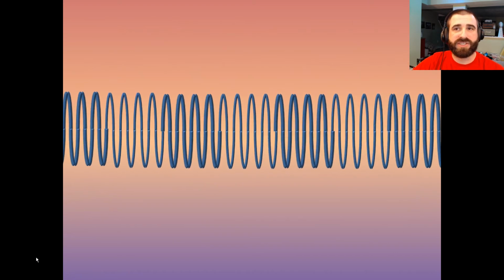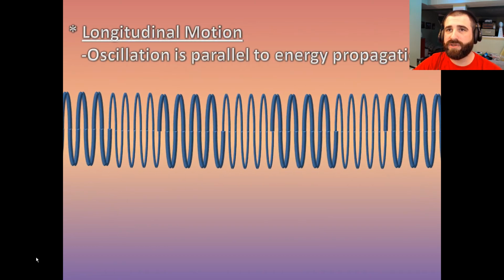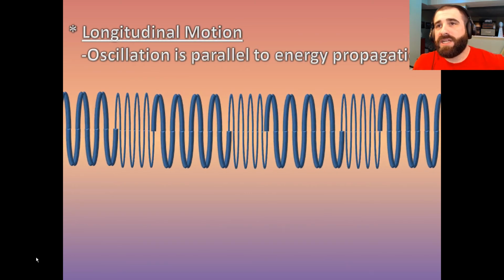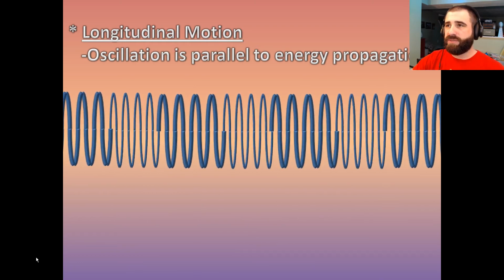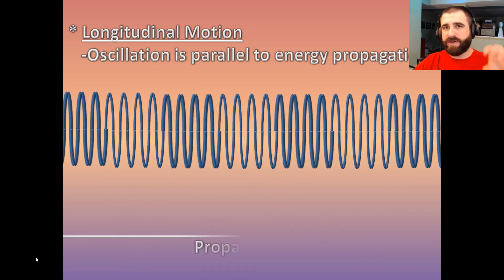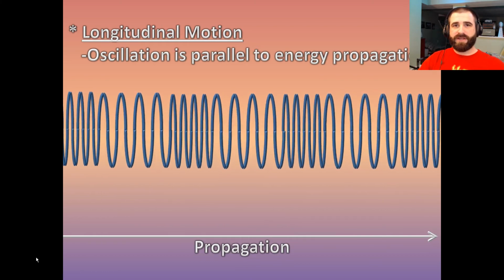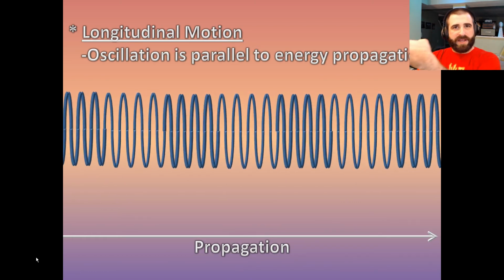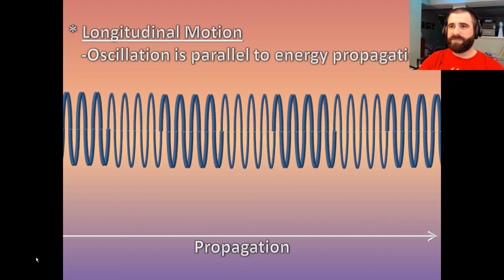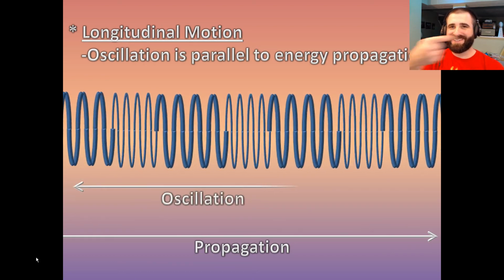So let's put some definitions to it. Longitudinal motion, like we just said, the oscillation is parallel to the energy propagation. So meaning we're oscillating the material in the same direction that the energy is going. Oscillating it this way, energy is going this way. Or, because it's a camera and it's backwards, oscillating this way and energy is going that way.